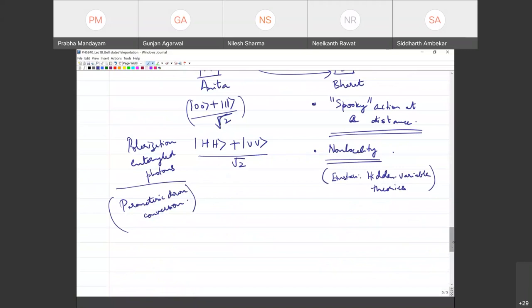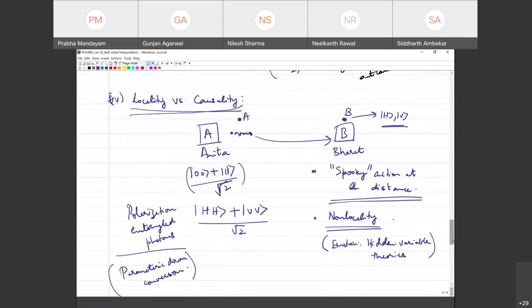But to answer this question, I forget who, Nilesh or Neelkant, I don't know who asked me this question about whether the particles are entangled or they are in an entangled state or some such. See, the point is, our information about the state of the system, or our information about these particles, comes from the act of measurement. It is the act of measurement which will tell Bharat that this photon that he got is horizontally polarized or vertically polarized. The act of measurement that will tell Anita.